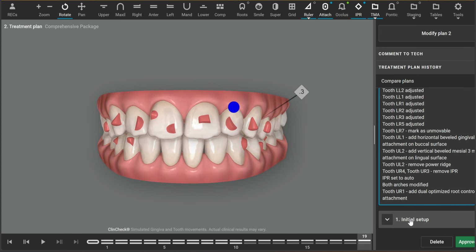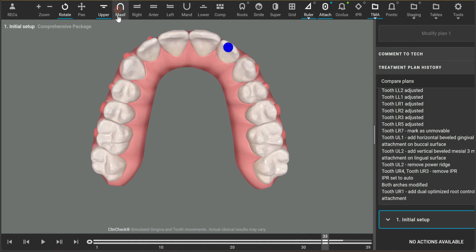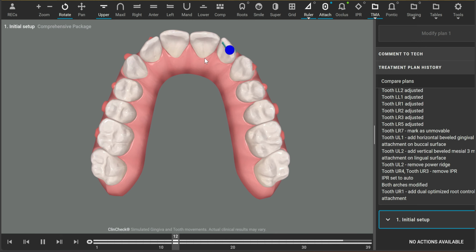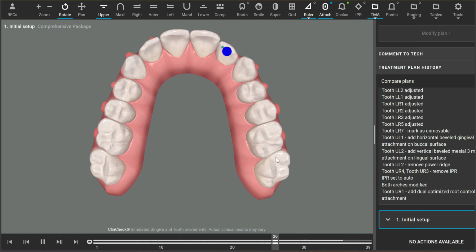Let's look at the difference again. Let's look at the upper arch. So you can see this. It's the same amount of rotation, but there are so many posterior movements, and a lot of those posterior movements are repositioning the root apices of the teeth, and that takes time.